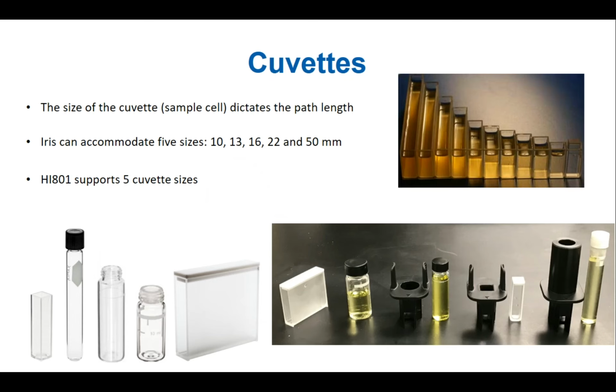Cuvettes: yes, the HI801 supports 5 different types of cuvettes. It supports 10 square cuvette, 13 round cuvette, 16 circular cuvette, 22 circular cuvette, and 50 rectangular cuvette. So according to your samples, you can select the cuvette for your measurements, and all the adapters are supplied with the meter itself.